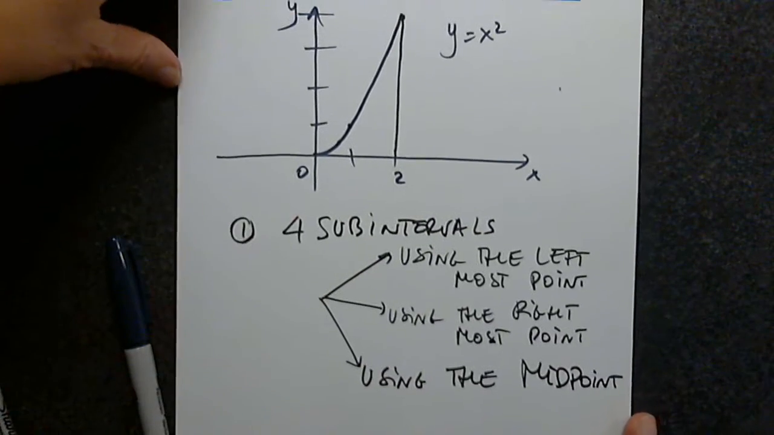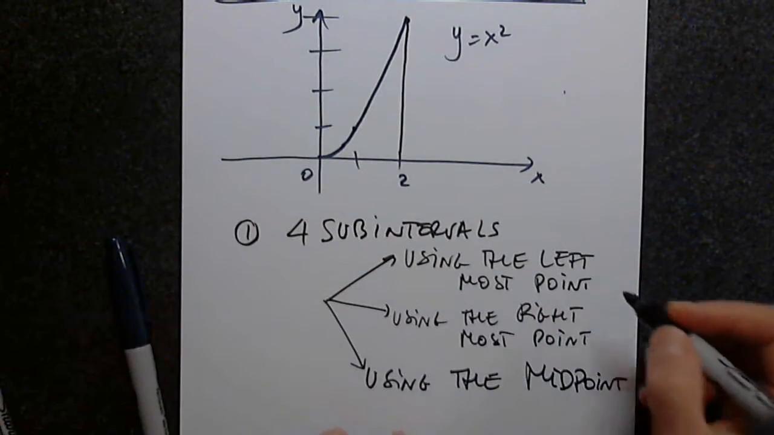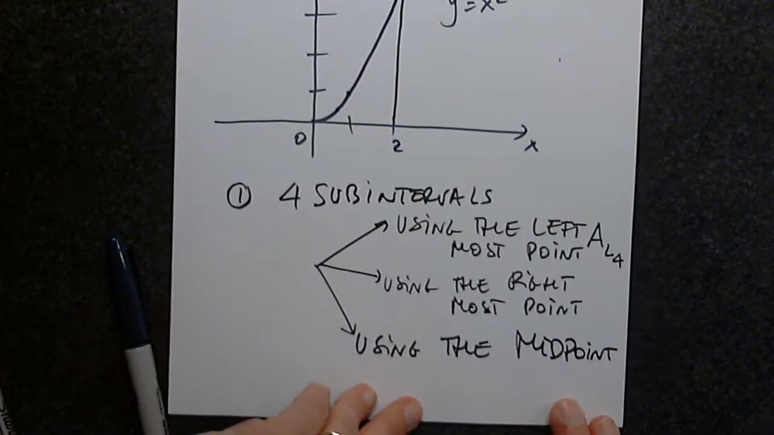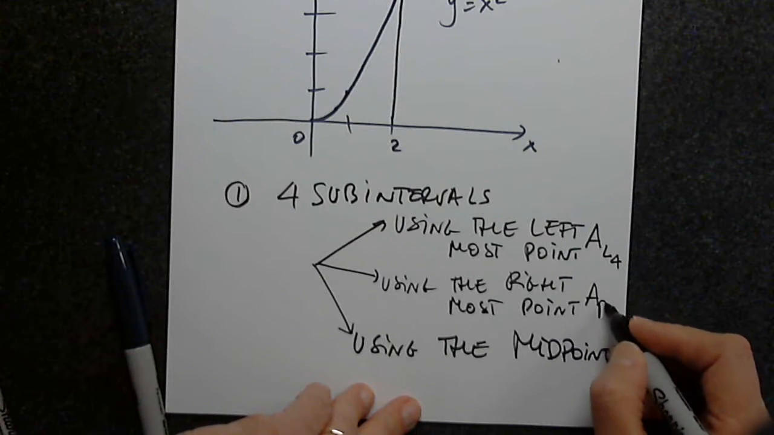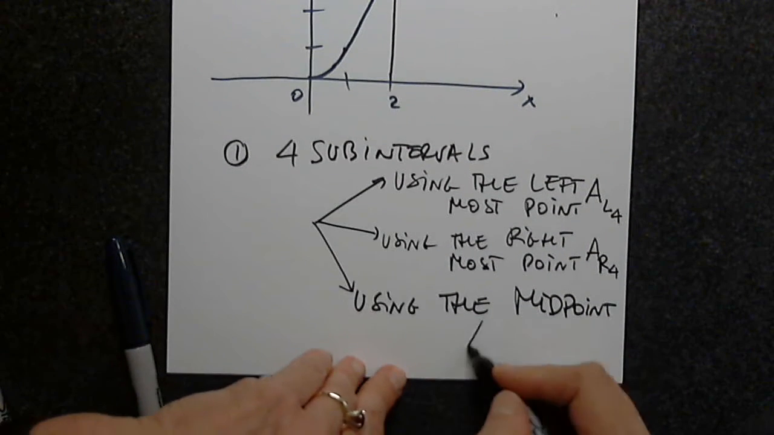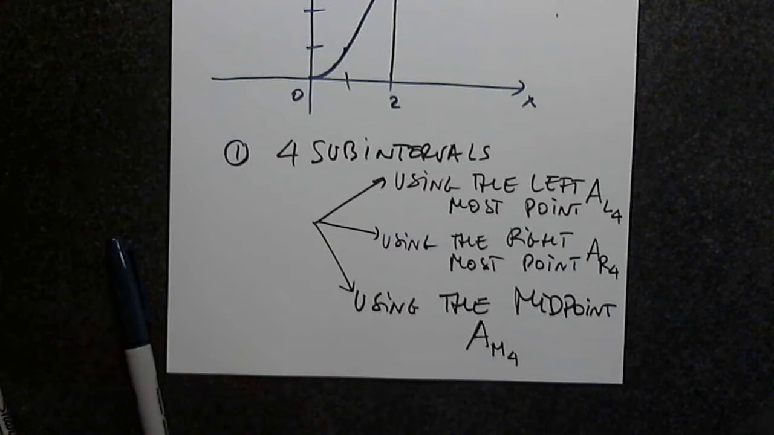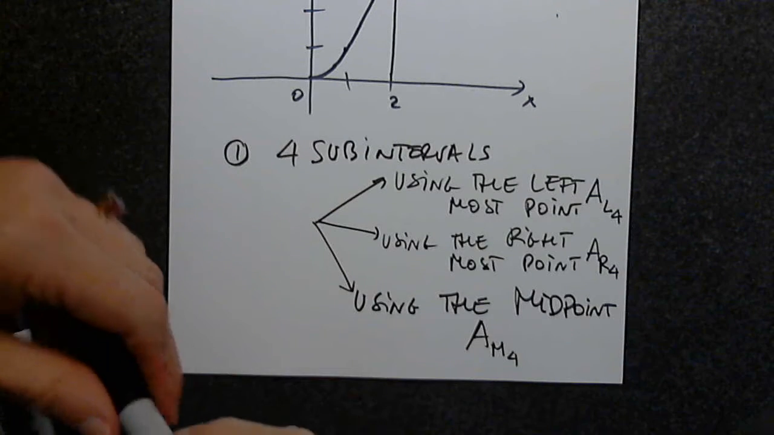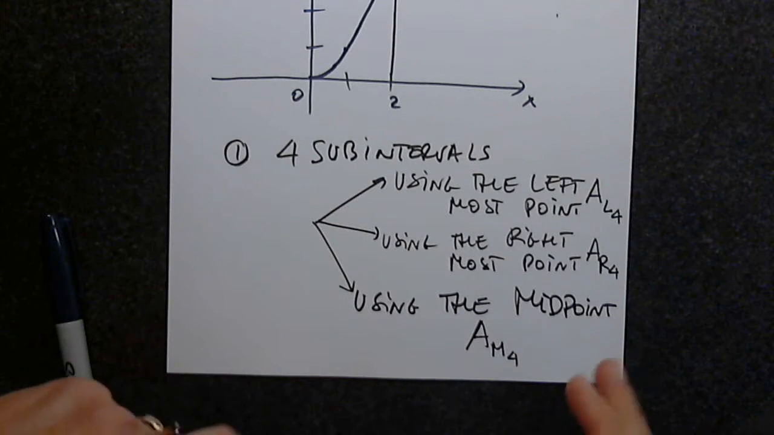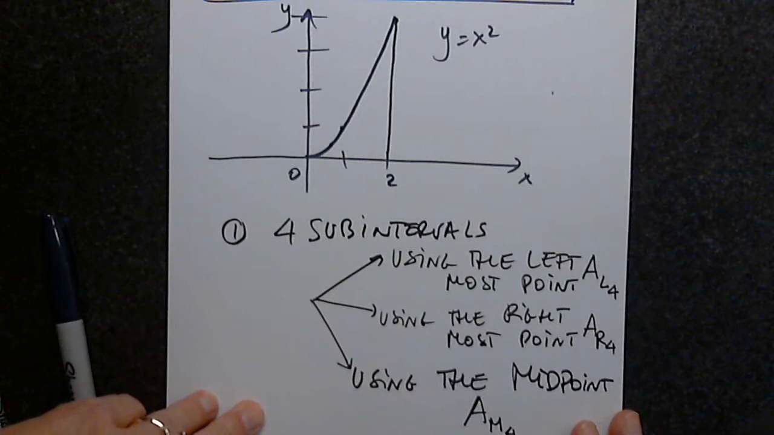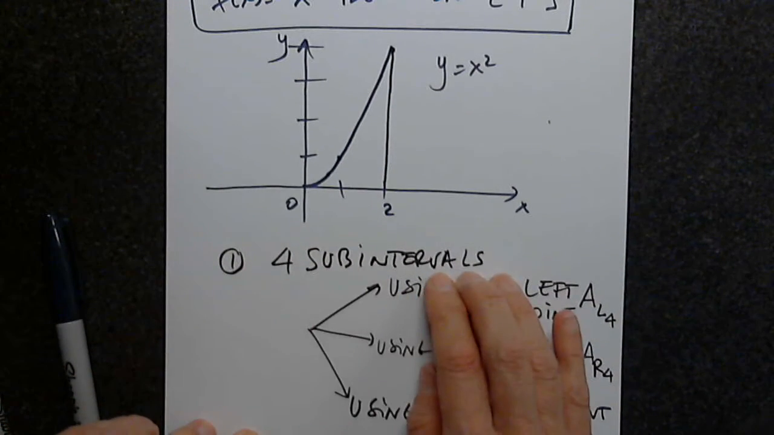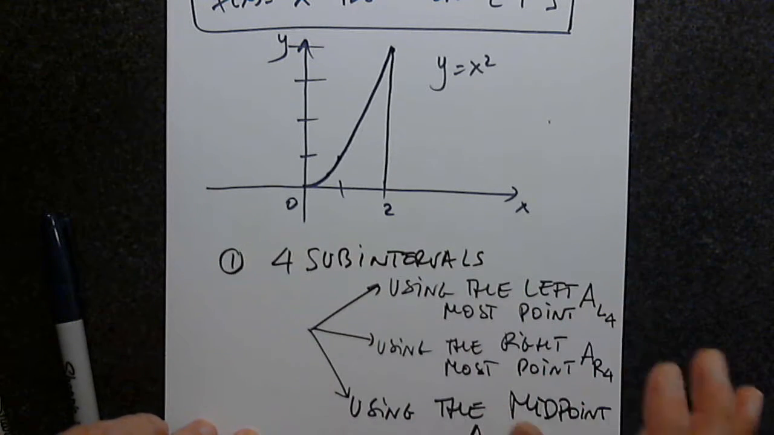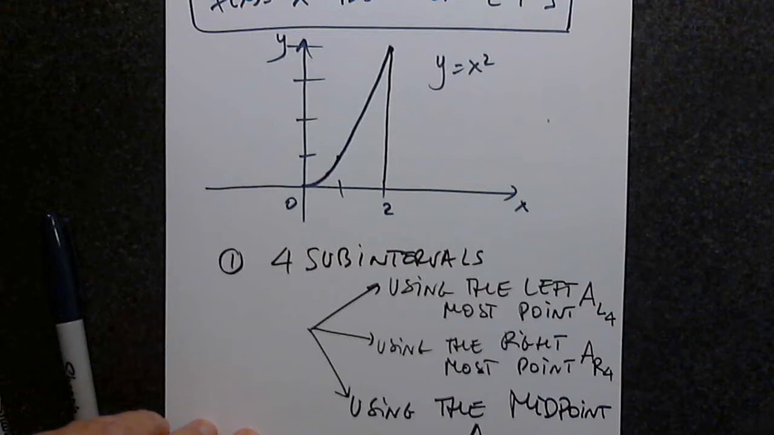Okay, what is this? We will denote the first one by uppercase A, left 4. We will denote the next one with uppercase right 4. And of course, uppercase mid 4. We're going to use these notations. Okay, first I go back to the graph to create 4 subintervals of the same width. And we're going to use the leftmost point, rightmost point, and the midpoint to estimate the area. Okay?